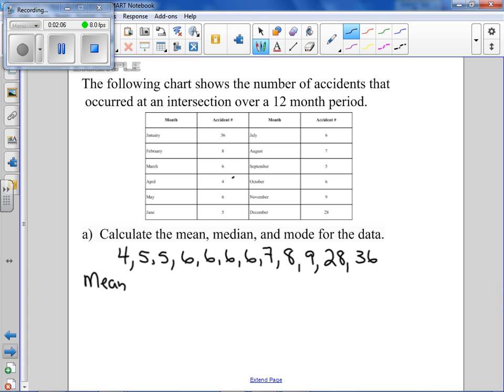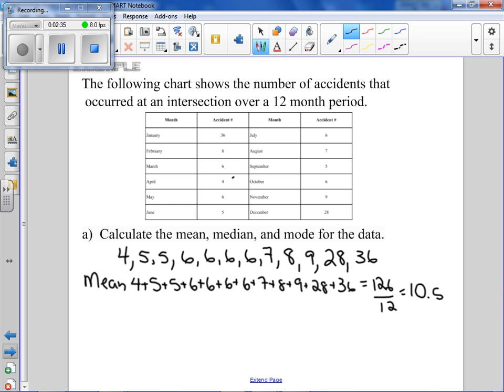The mean is where I would simply add all those numbers up. 4 plus 5 plus 5 plus 6 four times, plus 7 plus 8 plus 9 plus 28 plus 36. I should have 12 numbers. 1, 2, 3, 4, 5, 6. I have 12. Just want to make sure I didn't do anything wrong. So when I add that all up, I get 126 divided by 12, and I get 10.5. So that's telling me on average 10.5 accidents happen every month.